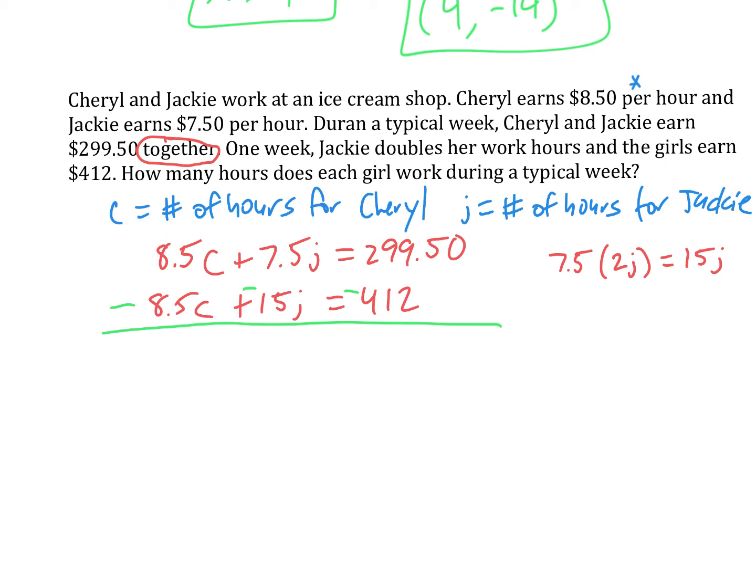So 8.5C and 8.5C will cancel. 7.5J minus 15J will give me negative 7.5J. And then I have to do 299.5 minus 412. I do that in my calculator, I get negative 112.5. Okay, now final step, divide by negative 7.5 on both sides to get J all by itself, and J equals, let's divide this by 7.5, should be 15. So Jackie usually works 15 hours.